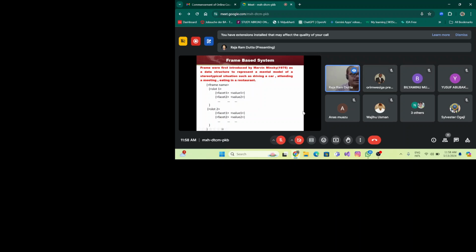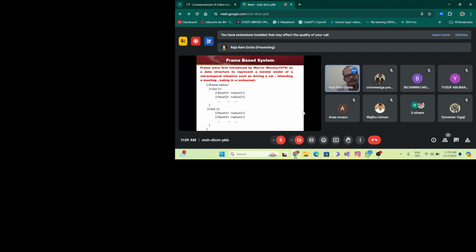So we define the frame name, slot one. A frame consists of a collection of attributes. Frame means basically the name of the object, and within the frame there is a collection of attributes. The attributes are known as slots, and every slot is divided into multiple facet values. So frame name, slot 1, facet 1 value 1, facet 2 value 2. Similarly slot 2, facet 1 value 1, facet 2 value 2. This is the syntax for representation of a frame.